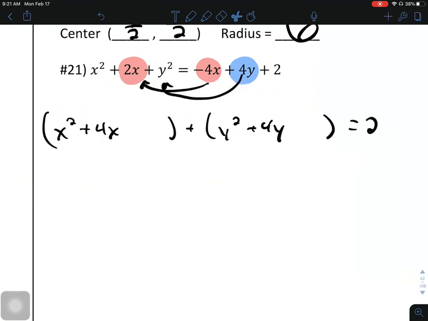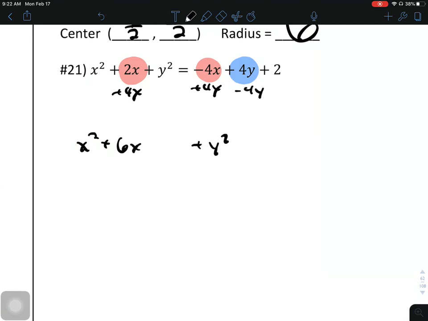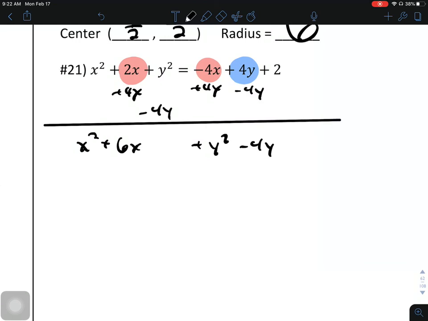Let me just make sure that I move these terms around correctly. Yeah, it didn't. Say what? Let me start over and let's not worry about completing the square. Let's add 4x to both sides. Let's subtract 4y from both sides. There's no like term on the left. And then that's going to equal 2. That is looking better. So now let's worry about completing the square.